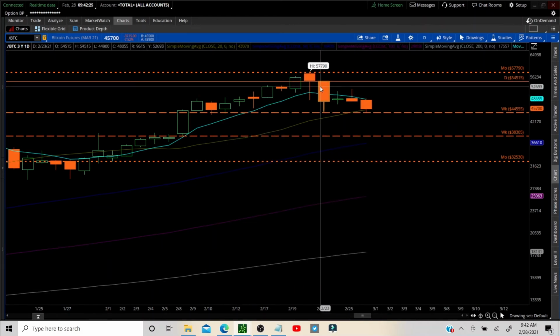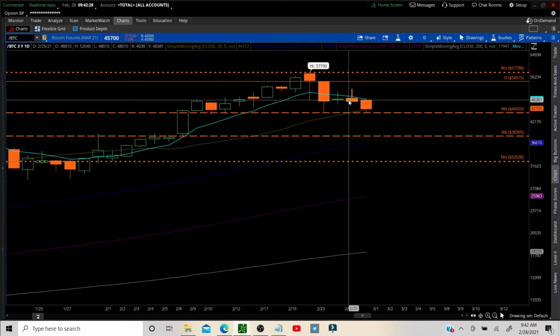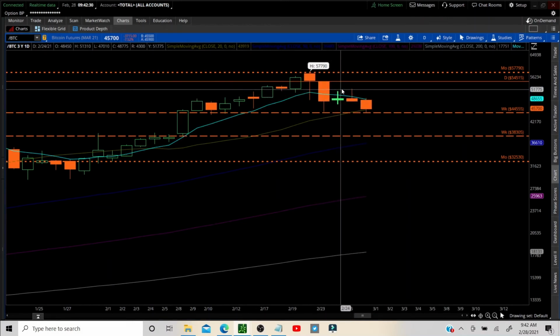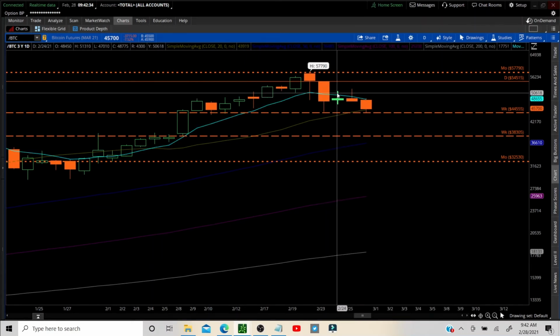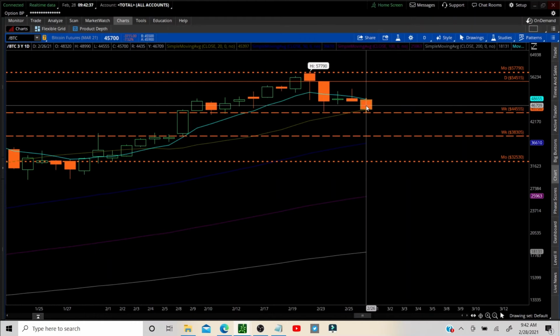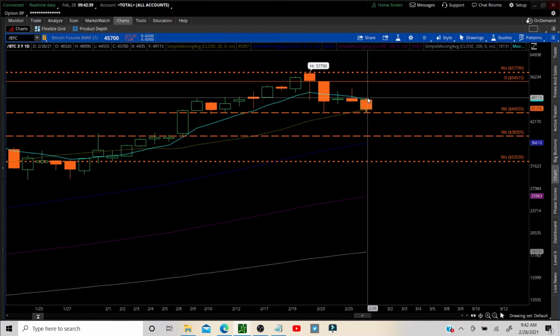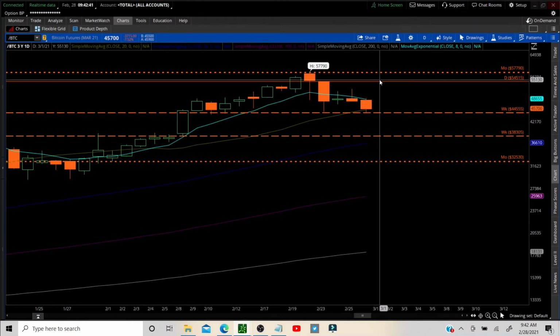Okay, so we have a resistance there. Now, where do I put the next daily? We have a lot of wicks here, and they're pushing off of this AMA. We're not really supposed to be doing that, but if price were to go back up, the first resistance, let's duplicate this.